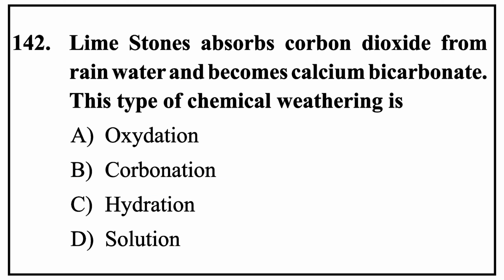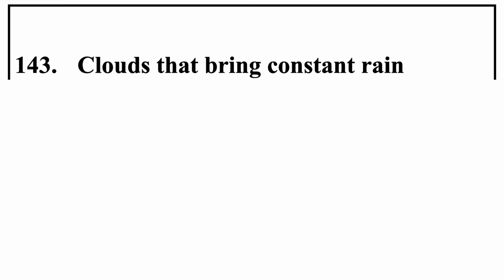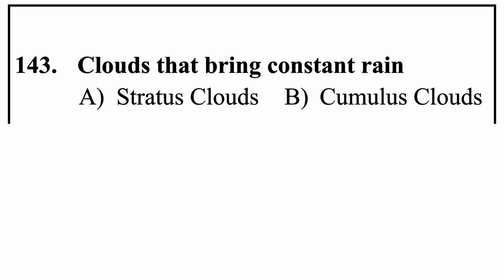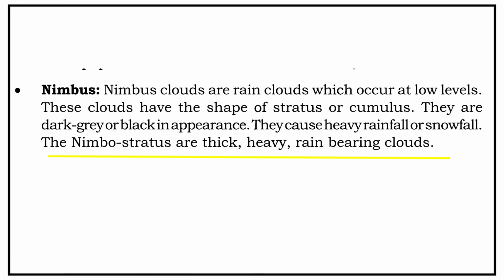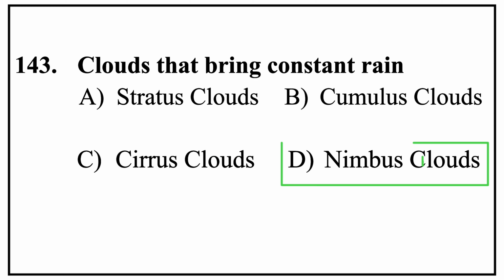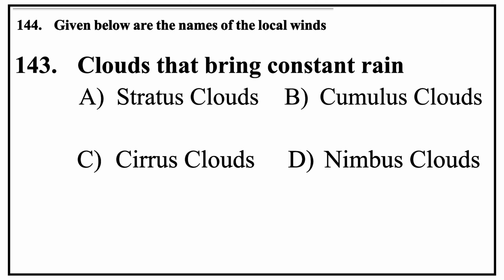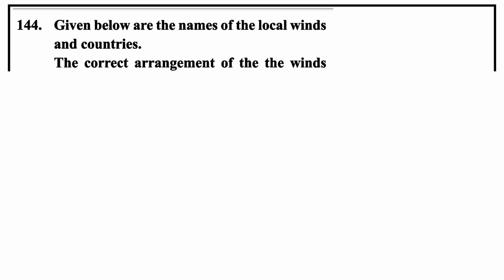143. Clouds that bring constant rain. Option A, stratus clouds, cumulus clouds, cirrus clouds, nimbus clouds. Here is a clue: nimbus. The nimbostratus are thick, heavy rain bringing clouds. Our right option is here D. Nimbus clouds.